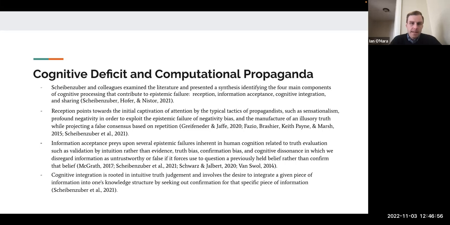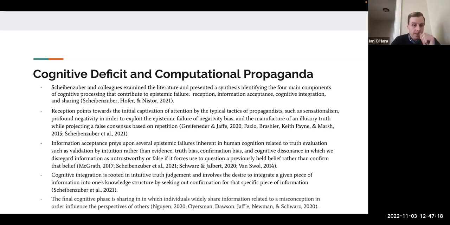Cognitive integration, that stage is rooted in intuitive truth judgment and involves the desire to integrate a piece of information into one's knowledge structure by seeking out confirmation. So this is more truth bias and confirmation bias, while removing any cognitive dissonance, because we don't like to admit that we were incorrect in our intuition, right?